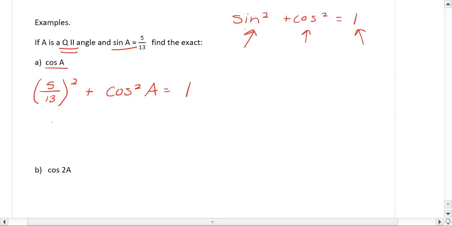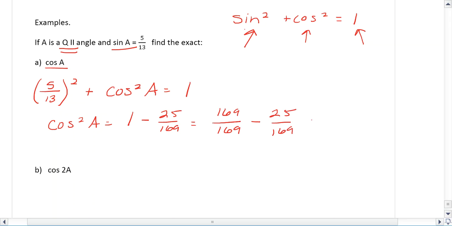So we need to square this fraction and subtract it from 1. So I have 1 minus 25 over 169. So if I change 1, so we have common denominators, 1 is 169 over itself minus 25 over 169. And I subtract that, I get 144 over 169. So now I have cosine squared equals this fraction. So to solve this for just cosine, I need to take the square root of both sides. And this worked out kind of nice because these are both perfect squares.